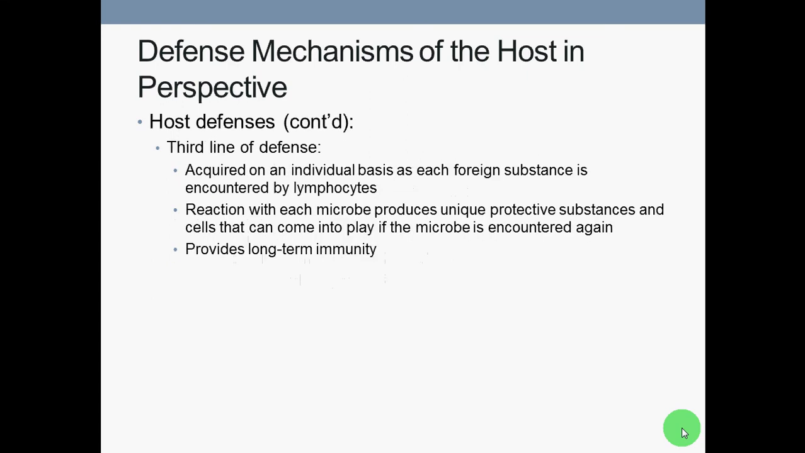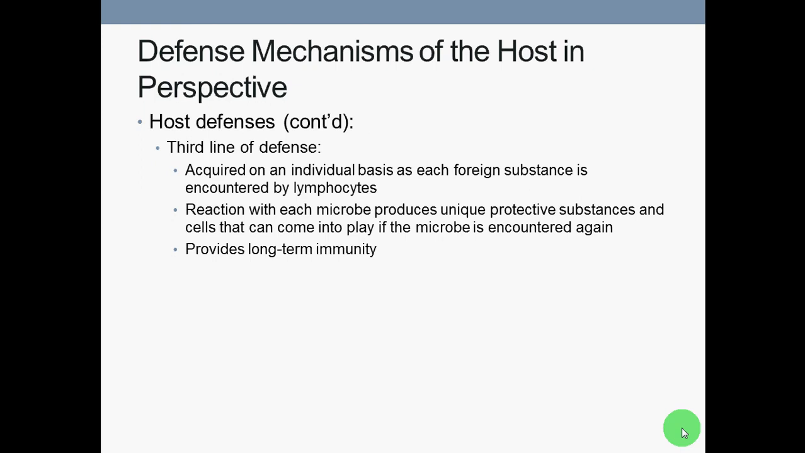The third line of defense that we'll be talking about in the second lecture, this is what we call acquired or specific immunity. This acquired or specific immunity develops to very specific pathogens. So this is where we're going to be talking about B cells and T cells that you might have heard of before, and also antibodies.